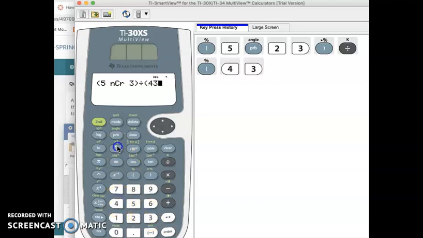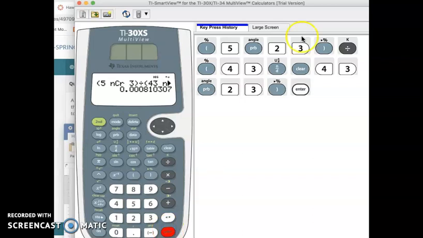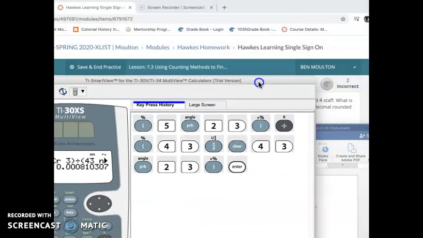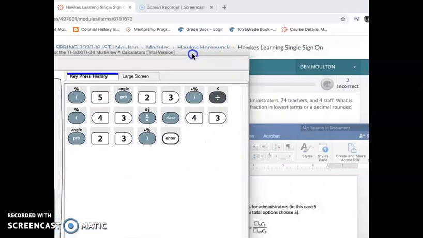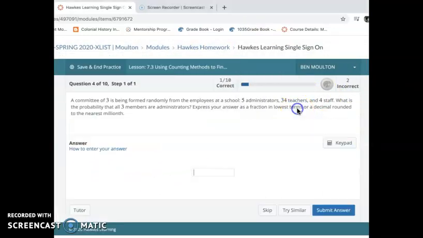43. Nuts. That's not what I wanted to hit. 43. This button. Choose 3. Close parentheses. And okay, I guess I got a decimal answer, which is fine. I guess we can answer this as a decimal. I'm going to put this off to the side so you won't be able to see this, but I will. Maybe. Nuts, hang on.